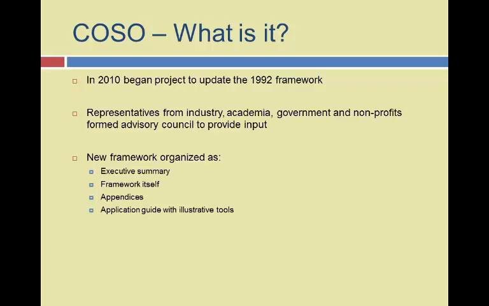They also changed the format of the framework, whereas now it's structured, there's an executive summary. The framework itself is quite lengthy and detailed. What they added, which I believe are the most helpful, are appendices that give you significantly more information and clarification, and an application guide with tools, which allows you to figure out how to implement the COSO framework in your organization.